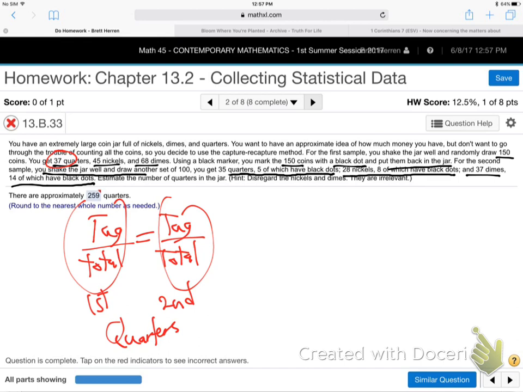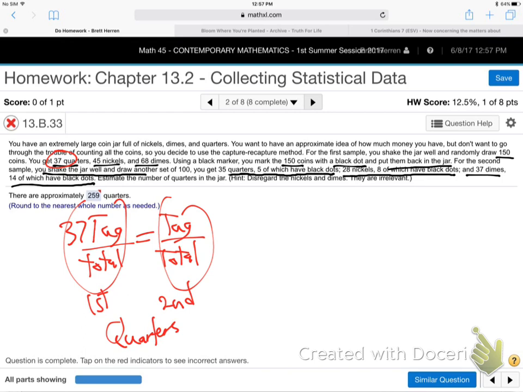So the first time, 37, that's going to go right here. That's tagged fish, marked coins in the first catch. See how I know where to put that? Because those are marked. All 37 of those will be tagged. They'll have a mark on them, a little black dot. And that's all I need. I'm not going to mess with the 45, 68. I only need the 150. I'm just doing quarters, right?